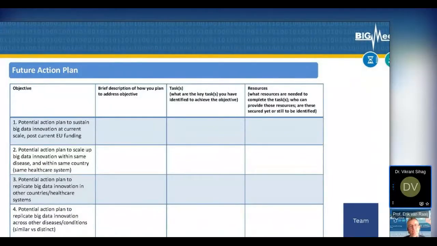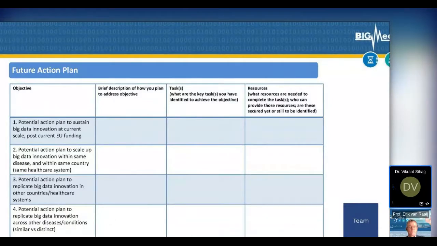The second objective that each of the pilot teams had to focus on was a notch higher in terms of scale, which was to think about how to scale up the big data innovation within the same disease and within the same country, so within the same healthcare system. So again, the various pilot teams thought about the tasks and resources to that end, and came up with the potential action plan to think about how their innovation can be used within the same disease or within the same country.